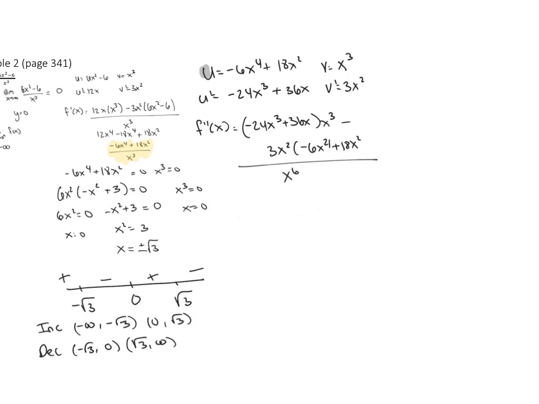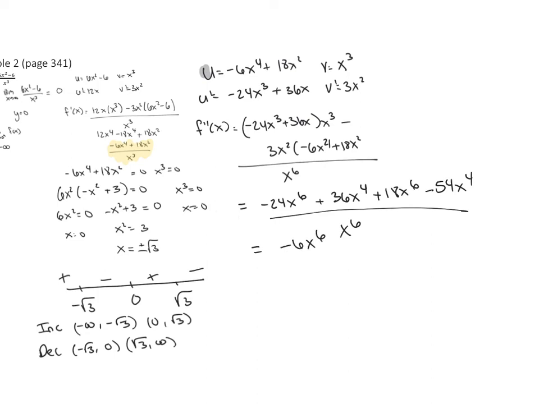Let's simplify my numerator. I have negative 24x to the 6th plus 36x to the 4th minus 18x to the 6th plus 18x to the 6th, and then minus 54x to the 4th, all over x to the 6th. Again, we can simplify some more here. So we're going to get negative 6x to the 6th, and for x to the 4th, we have a negative 54 and a positive 36, which is going to be negative 18x to the 4th, all over x to the 6th.